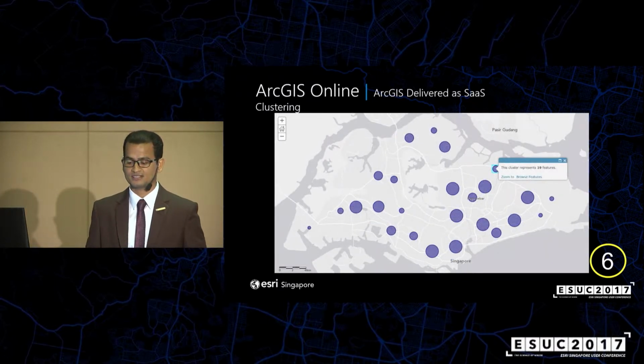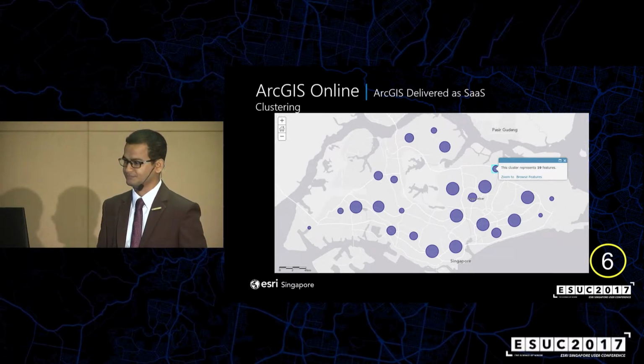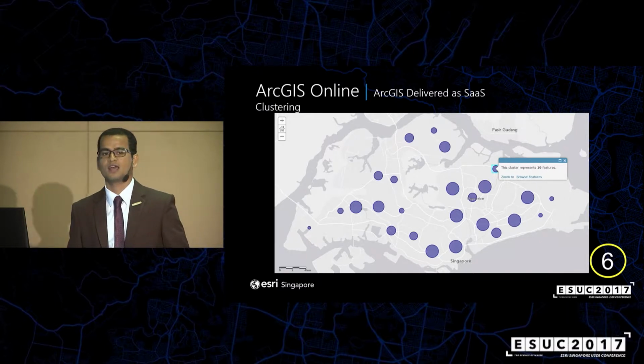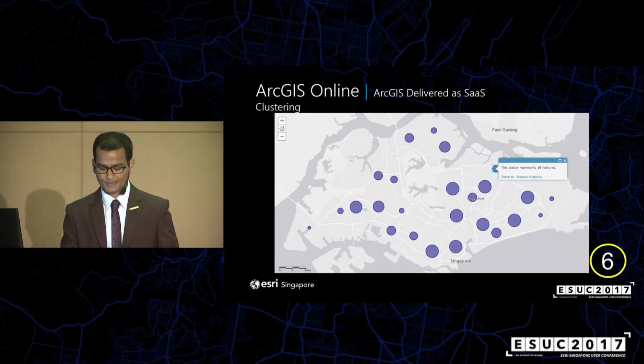When you enable clustering, features are grouped into a single symbol when they fall within a certain distance of one another. So clustering is applied dynamically at multiple scales. When you zoom out, more points are aggregated into fewer groups, while zooming in creates more cluster groups. Also you can click on a particular cluster to visualize and understand how many points are within that cluster. For this example, I have 19 features within that cluster.